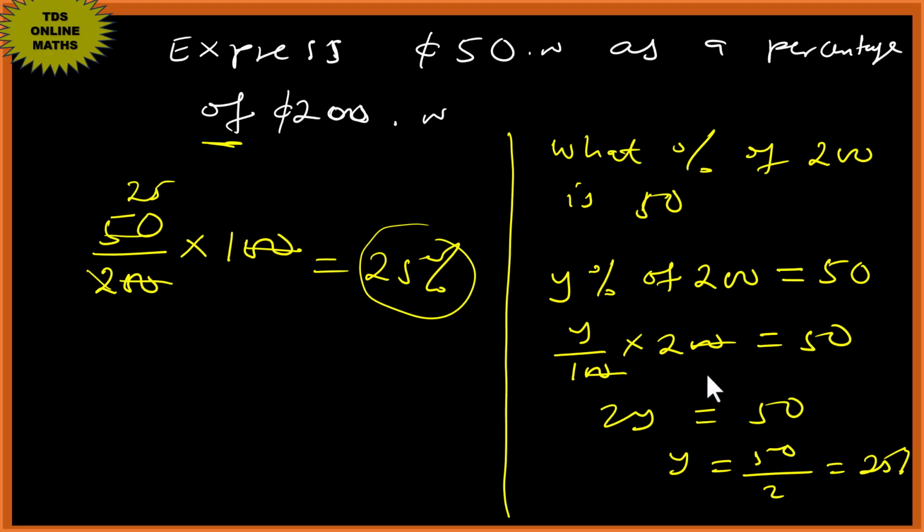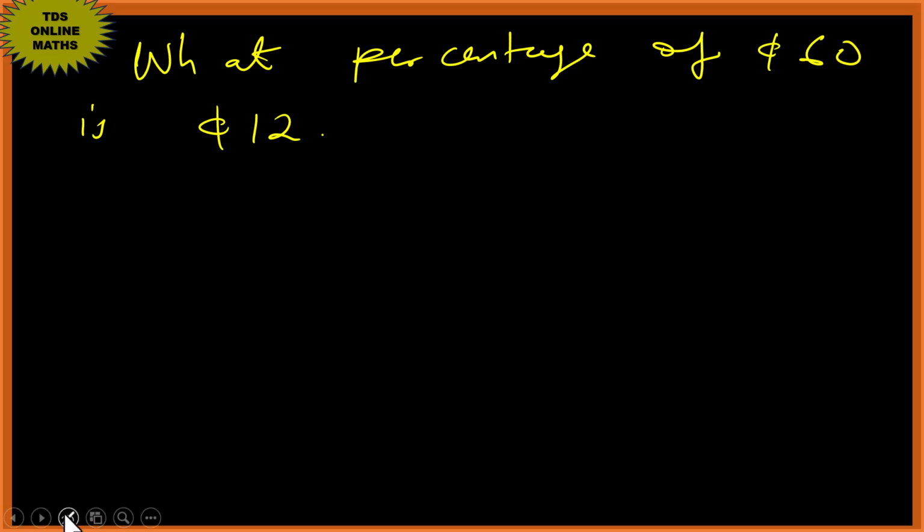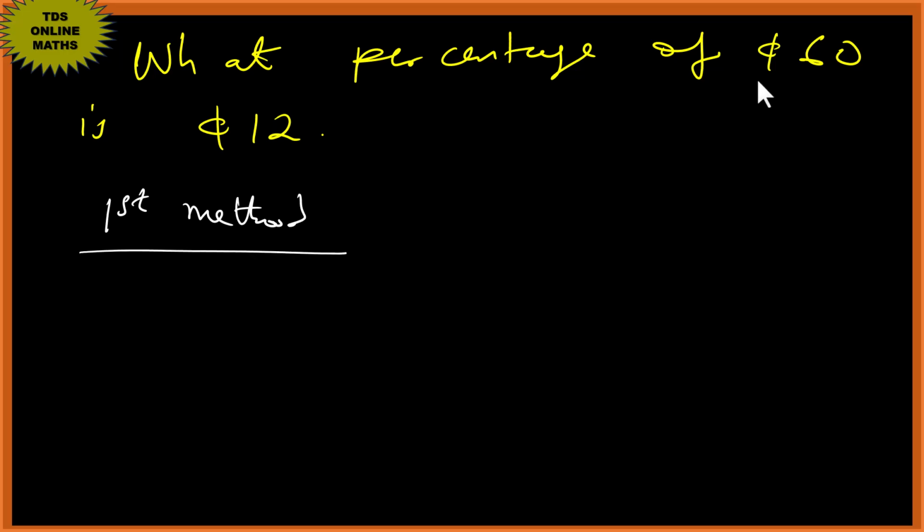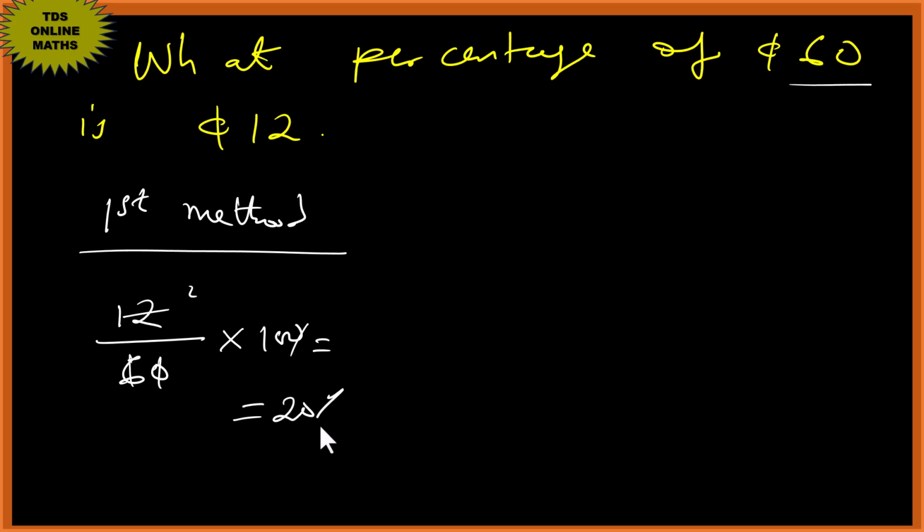Now, what percentage of 60 cedis is 12 cedis? First method: always, the word "of" will be the denominator. So we have 12 over what comes after the "of", that is 60, times 100. The result will be the answer. This one will cancel this. 6 here, 2 times 10 is 20. So 20%.